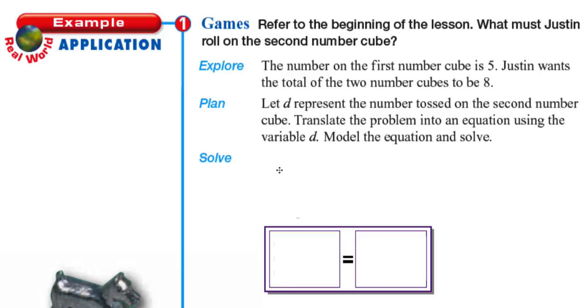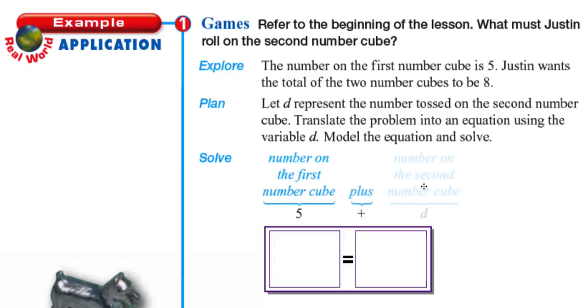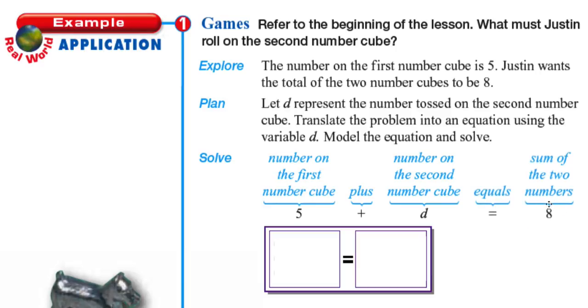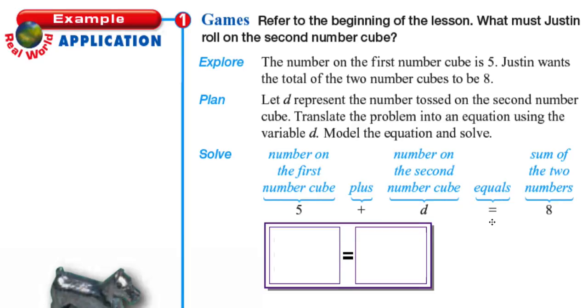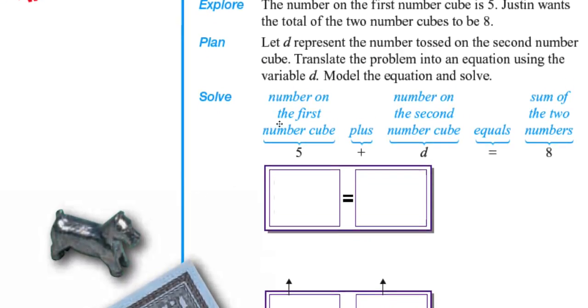Okay, so we know that the number on the first number cube is 5, and we add it to the number on the second number cube, which we represented as D, and this should equal the sum of the two numbers, which is 8. And if we model this, the number on the first number cube is 5. We have 5 counters, and D represents our cup. Again, this can also be our variable. And 8 represents 8 counters as well. So our D will be represented by the cup.